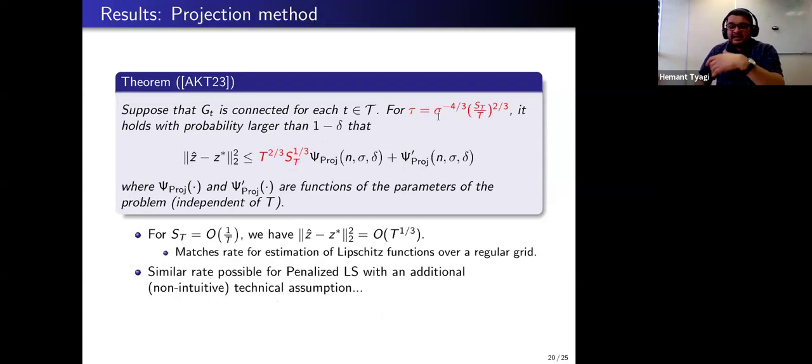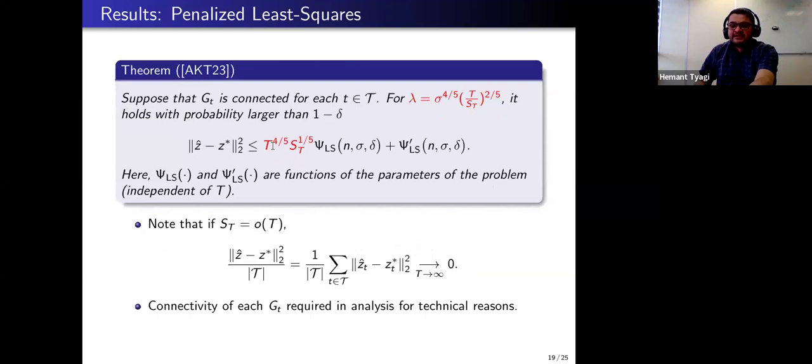And the other bound is for the projection method, which says that if you choose the number of eigenvectors tau is of this order, then your error bound is of this form. And in fact, these exponents are a bit different from what I had here.